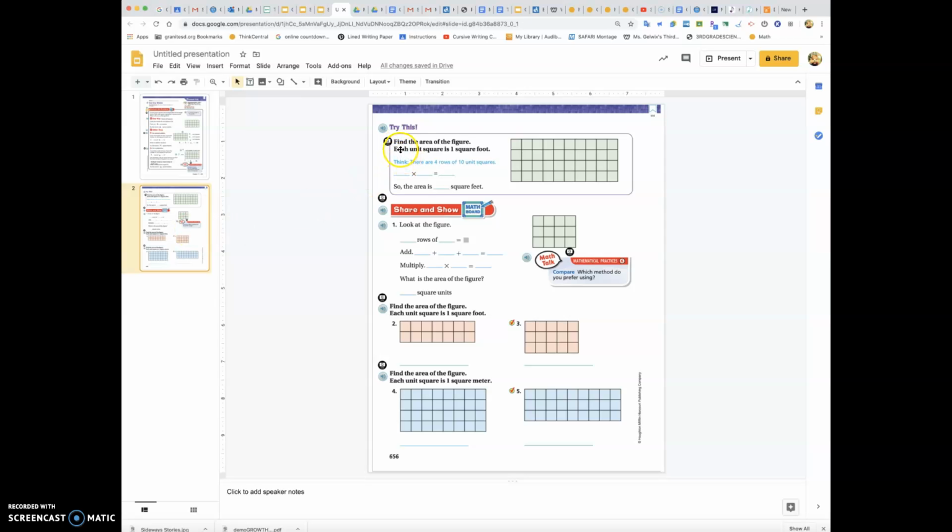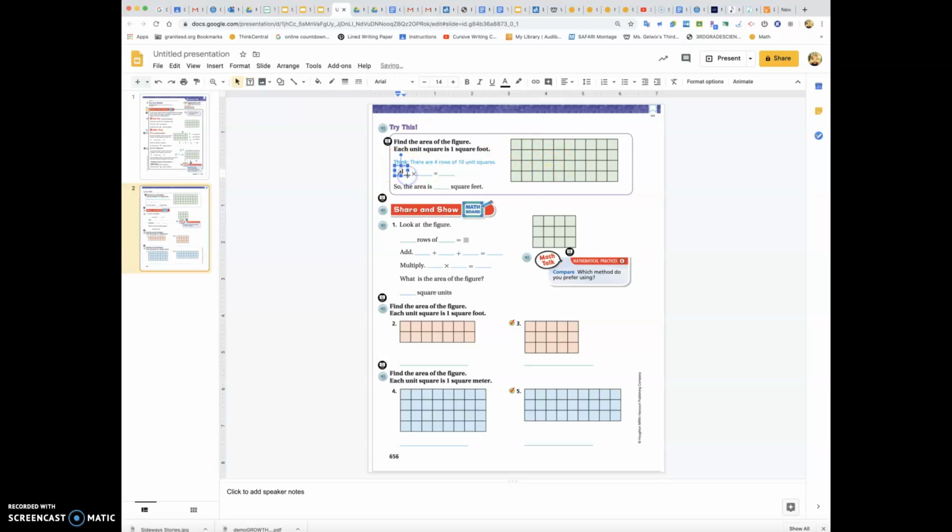So on Try This, it says find the area of the figure. Each unit square is 1 square foot. So we're going to look at it just like an array like we did in chapters, I want to say 4, 5, and 6. Okay, so I look and I have 1, 2, 3, 4 rows.